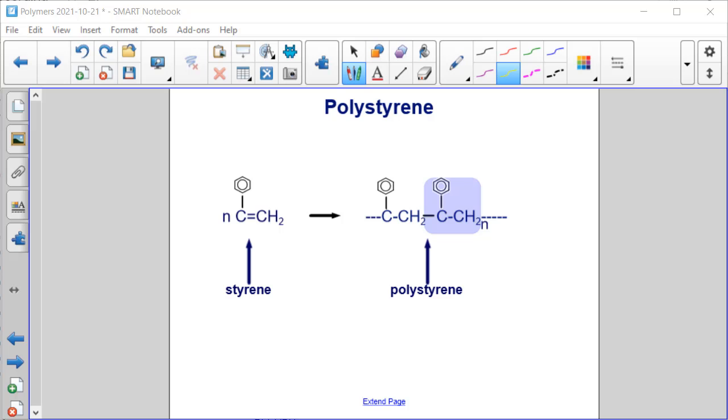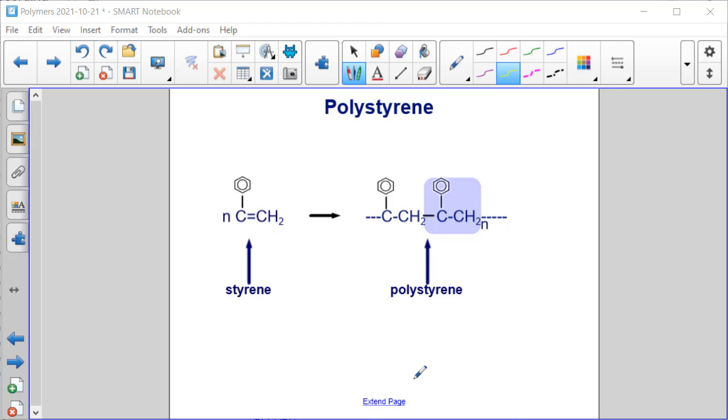Polystyrene is made of styrene monomers. So here's an image of styrene. So it's a carbon-carbon double bond, right? Like the starting of ethylene, but it's connected to this benzene ring structure. It's called styrene.